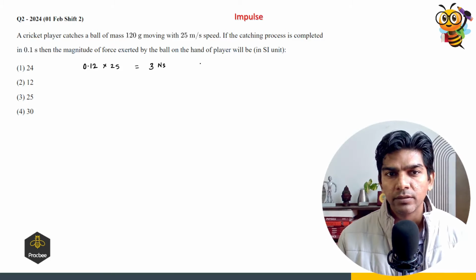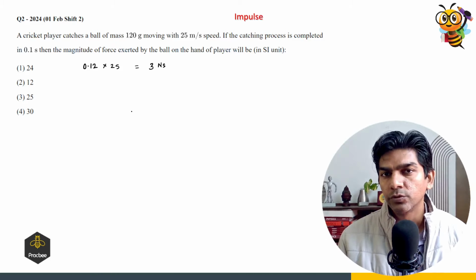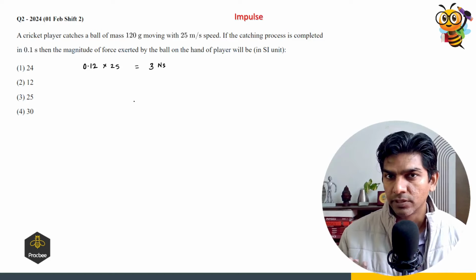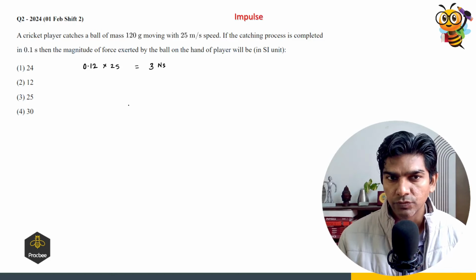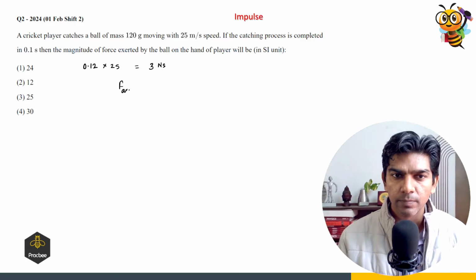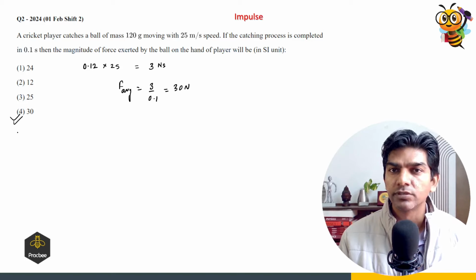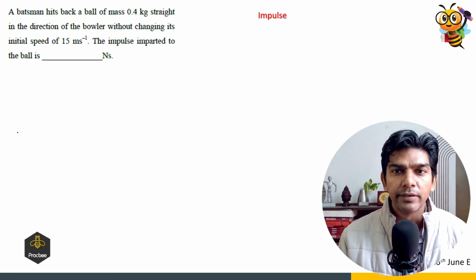And the time is also given. So once we know the impulse, if you divide impulse by the time duration, you will get the average force. So the average force will be 3 divided by 0.1, so it comes out to be 30 Newton. So option 4 is the right answer. Right, so let us do this question.